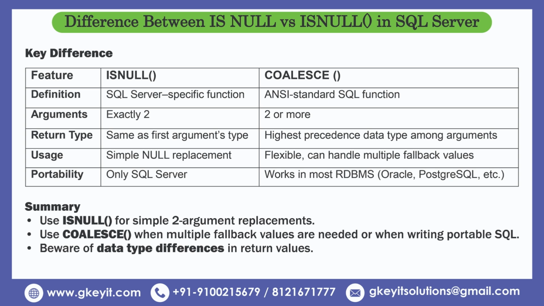And finally, coming to the summary of these points: ISNULL for simple 2 argument replacements. For example, we are just replacing null values in the manager ID column. We are passing manager ID comma 0. There it is replacing manager ID null values with 0.